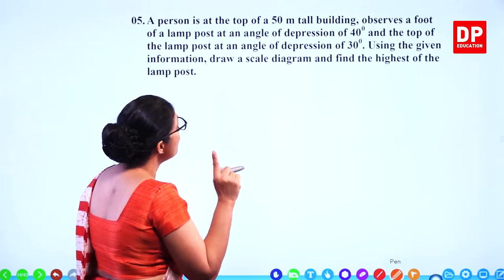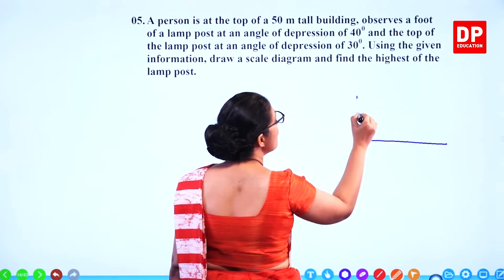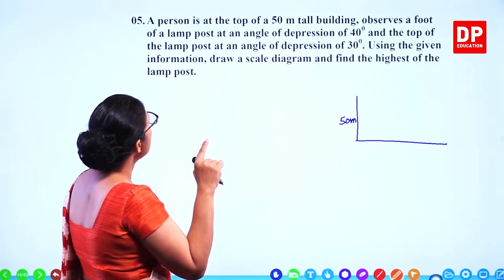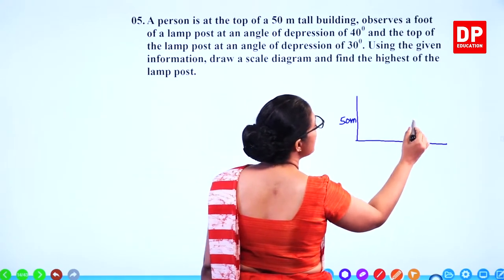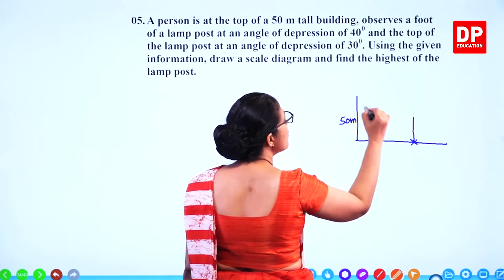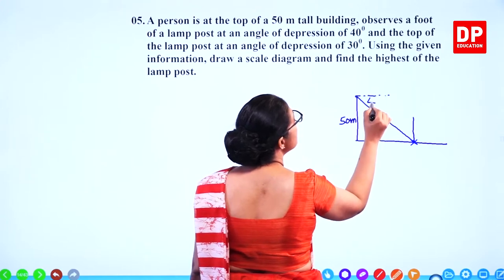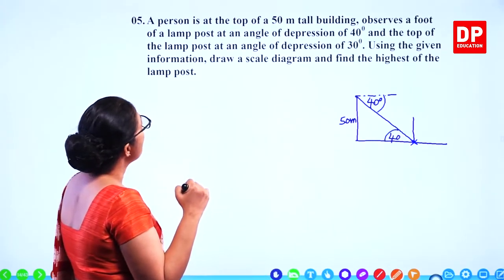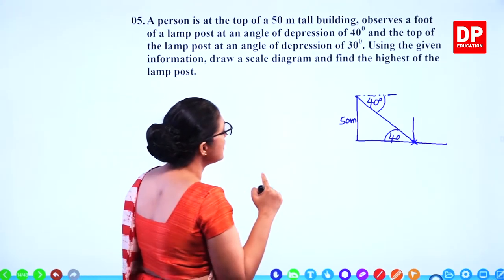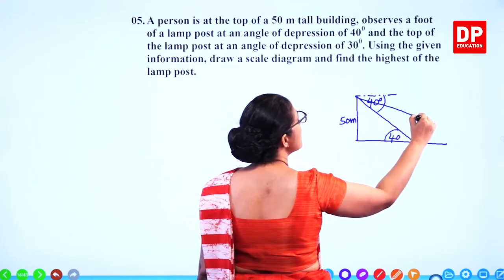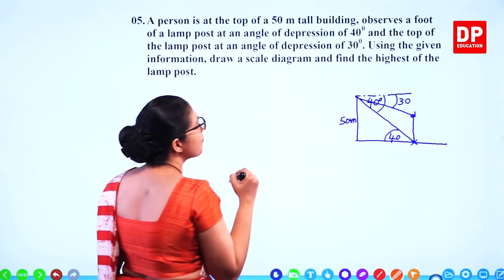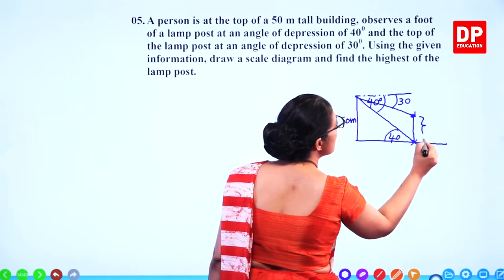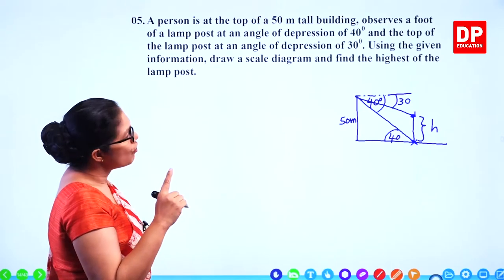It says a person is at the top of a 50 meter tall building. So this one is 50 meters, that's the tall building. Observing the foot of a lamppost at an angle of depression 40. So we'll take the lamppost here, and the foot of the lamppost he observes with the 40 degrees depression. So this angle is 40. Then the top of the lamppost at an angle of depression 30. So if this is the top of the lamppost, this is 30, given. We need this height. So we have to draw the scale drawing and measure it.